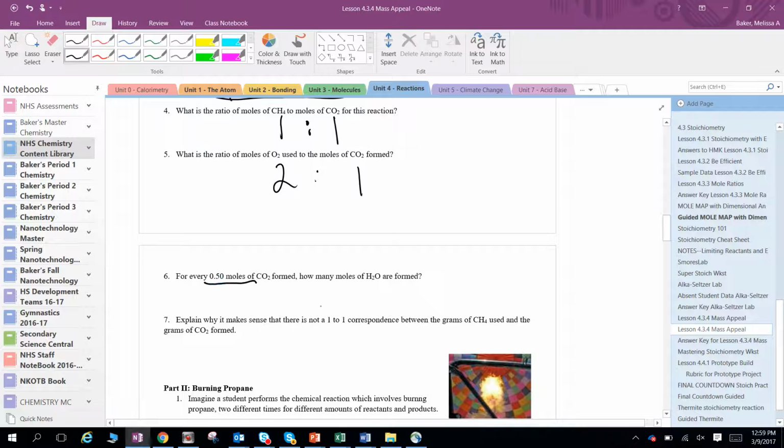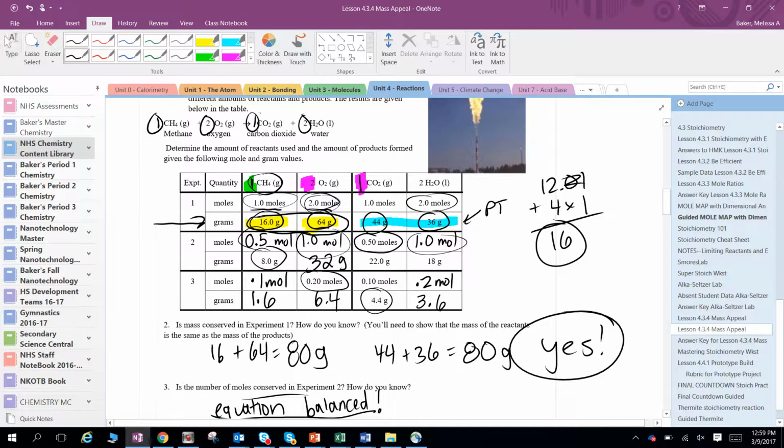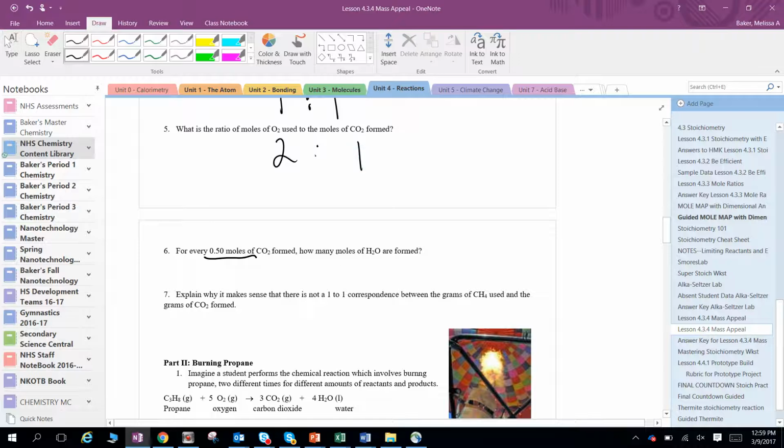How about if a half a mole of carbon dioxide formed, how many moles of water? Well, twice as much water forms in moles. So 0.5 times 2, you would form 1 mole of water.